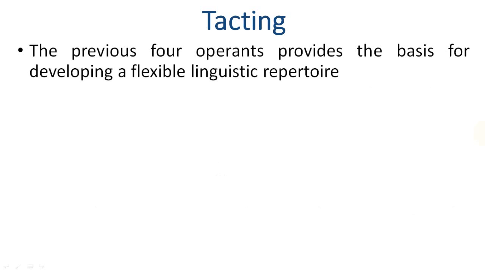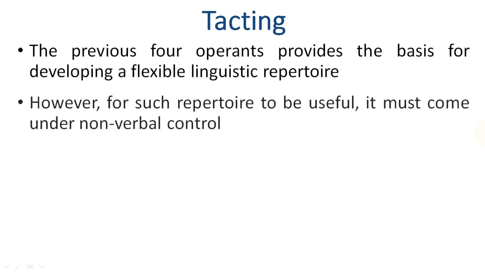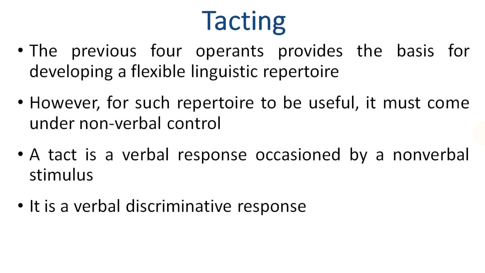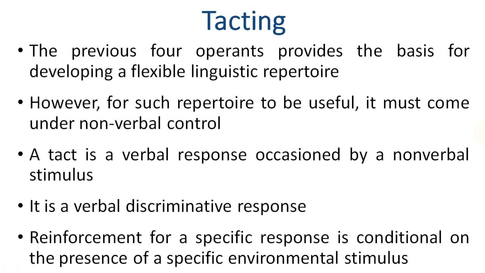The next verbal operant then is tacting. The previous four operants are the basis for a linguistic repertoire, but language also needs to come under the control of stimuli that are not necessarily verbal. A tact then is a verbal response that is made more likely by the presence of a non-verbal stimulus, and as such, a tact is a verbal discriminative response. That is, reinforcement for a specific response is conditional on the presence of a specific environmental stimulus.